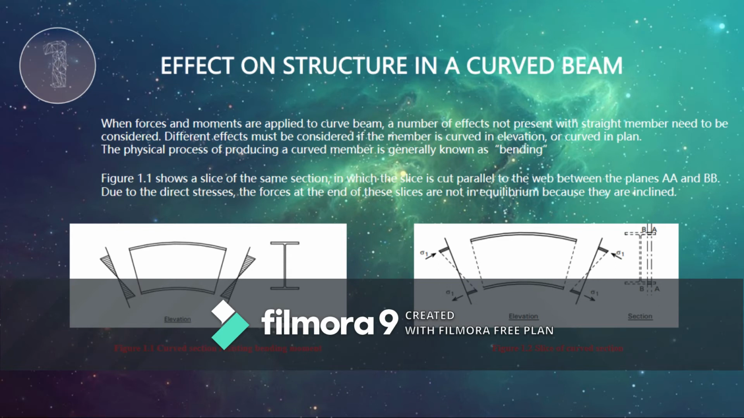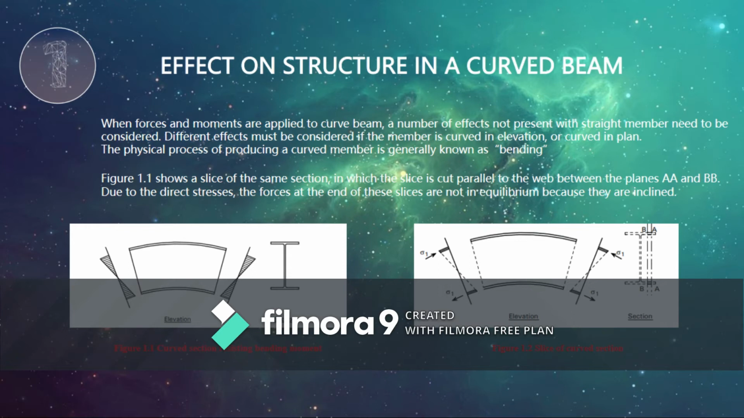When forces and moments are applied to a curved beam, a number of effects not present with a straight member need to be considered. Different effects must be considered if the member is curved in elevation or curved in plan. The physical process of producing a curved member is generally known as bending.